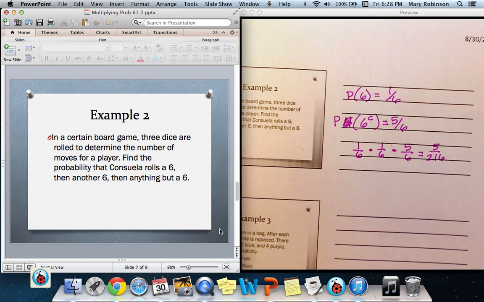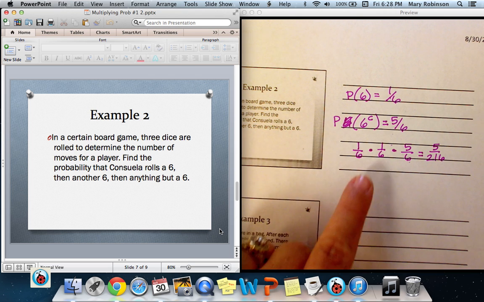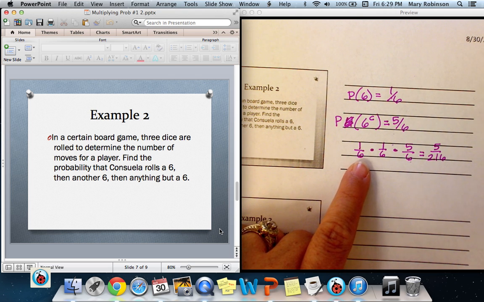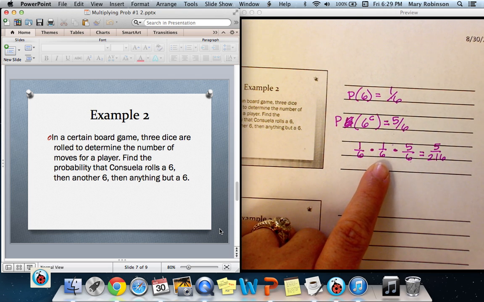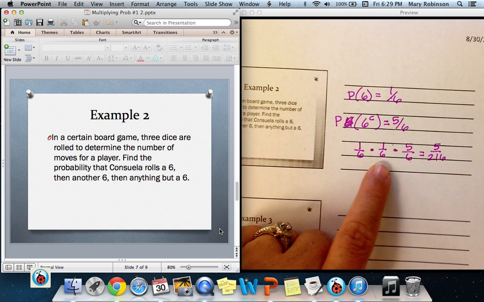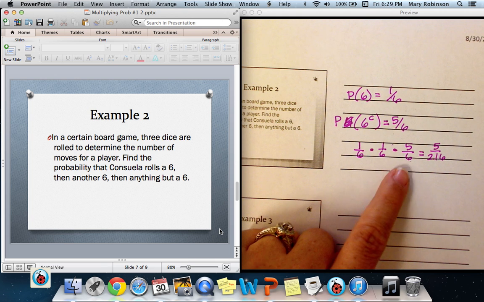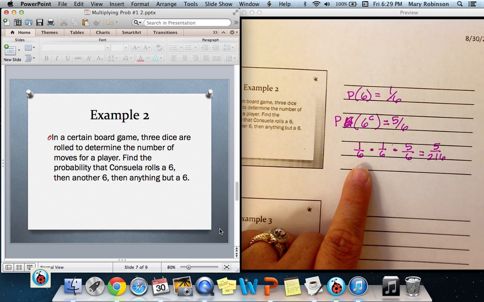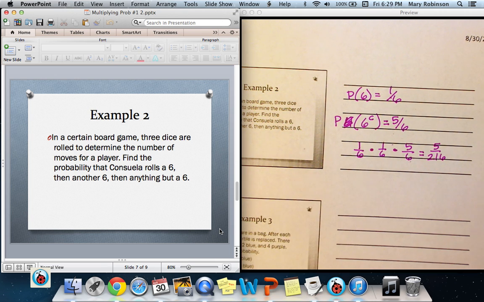So I want you to think, is this compound event independent or dependent, and why? Well, this would be independent because the result of rolling a die the second or third time has no bearing on, or has nothing to do with, what we rolled the first time. So this would definitely be an independent event.